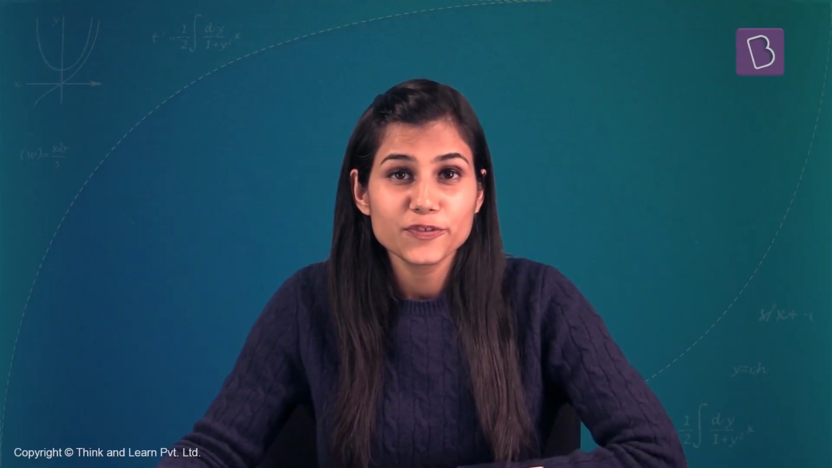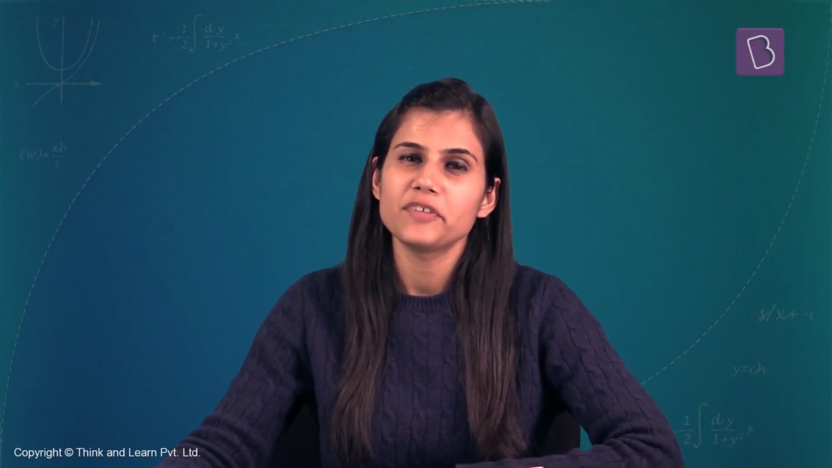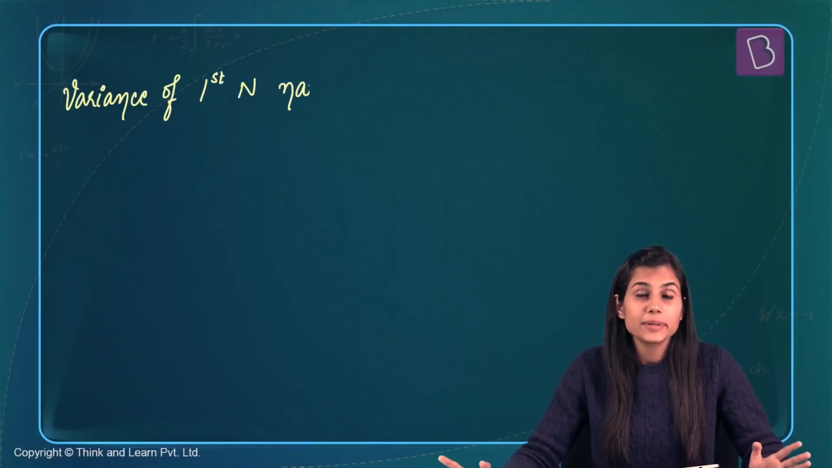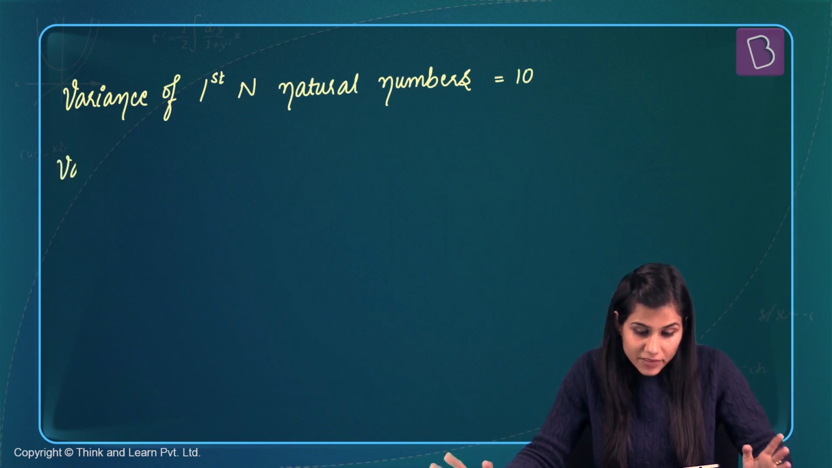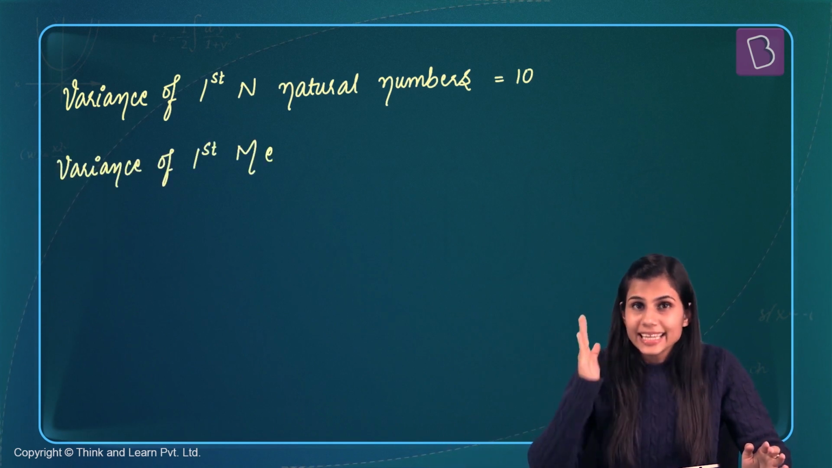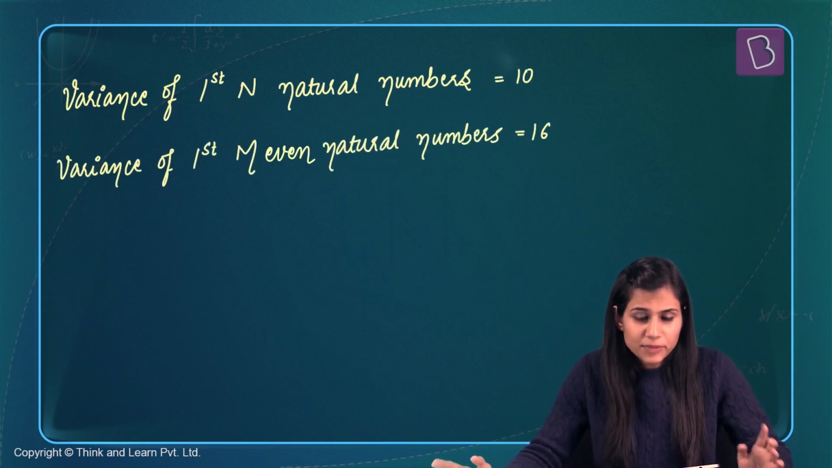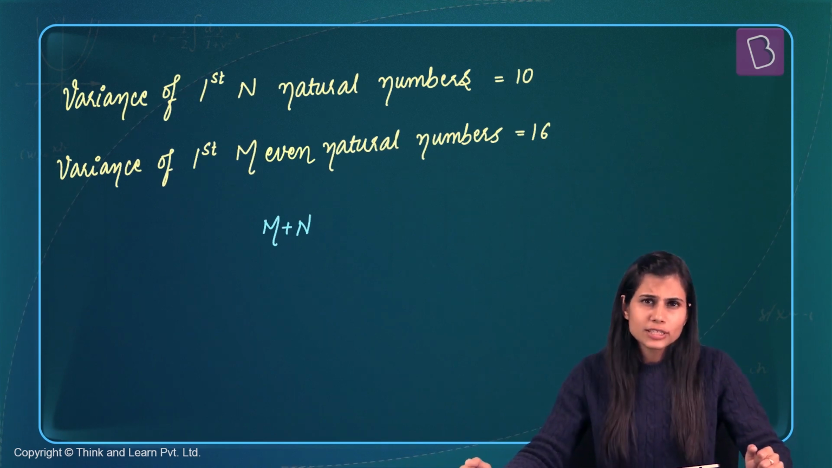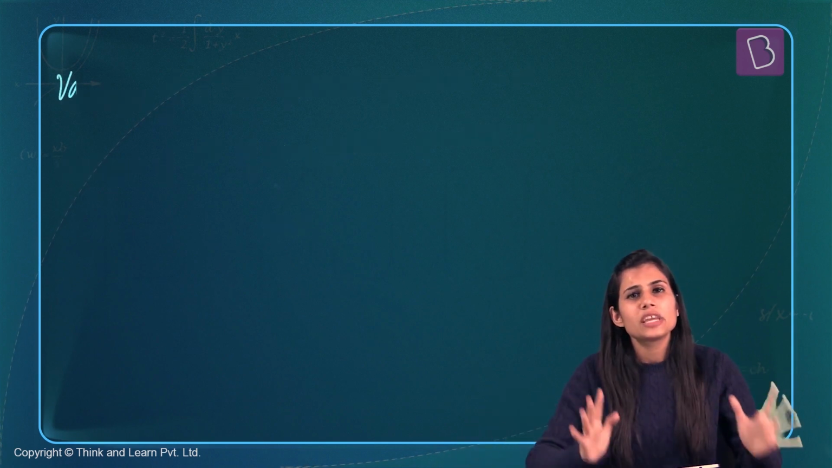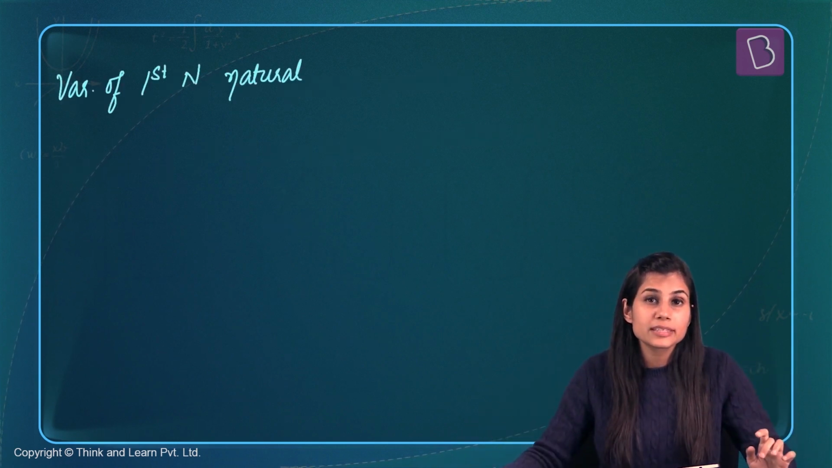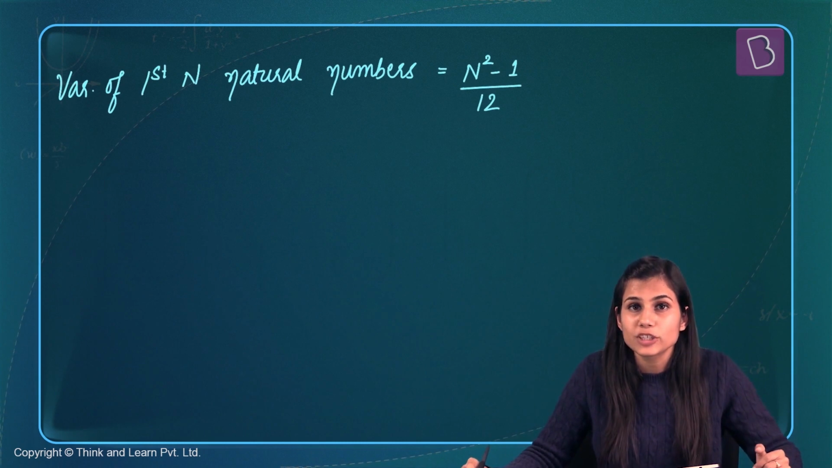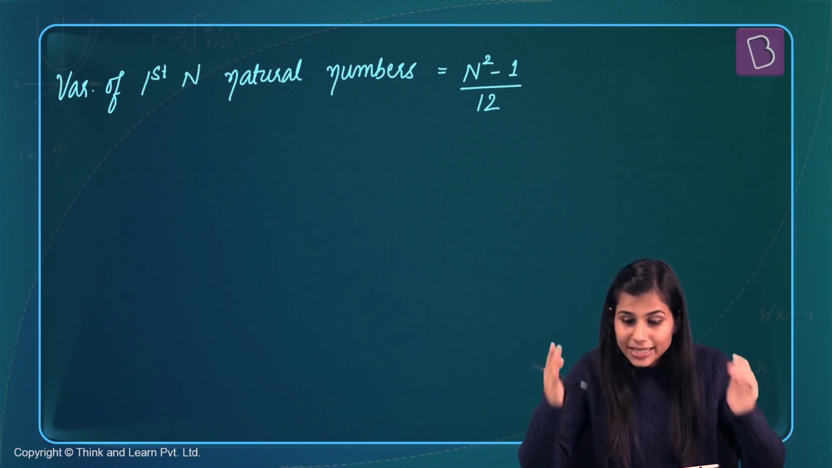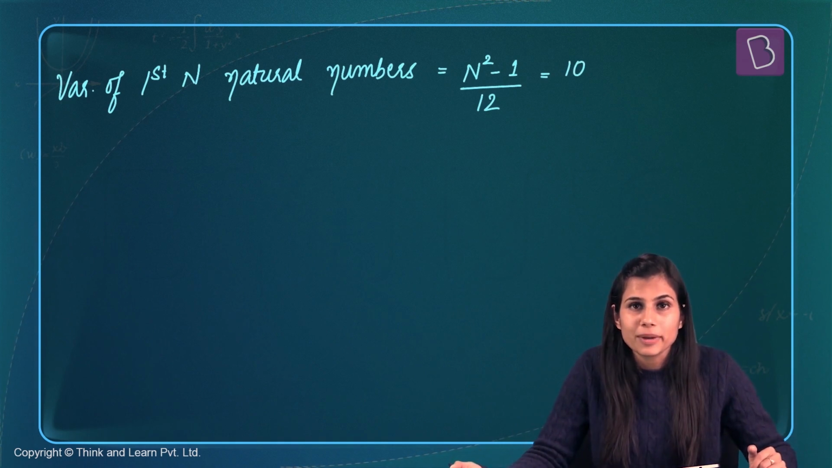Well, this question is from statistics, from the topic variance specifically. It says that if the variance of first capital N natural numbers is 10 and the variance of first capital M even natural numbers is 16, what is the value of M plus N? Now, if you can recall this concept straight away, that the variance of first n natural numbers is given by n square minus 1 by 12, you are going to land on the very first equation that 10 is equal to n square minus 1 by 12.